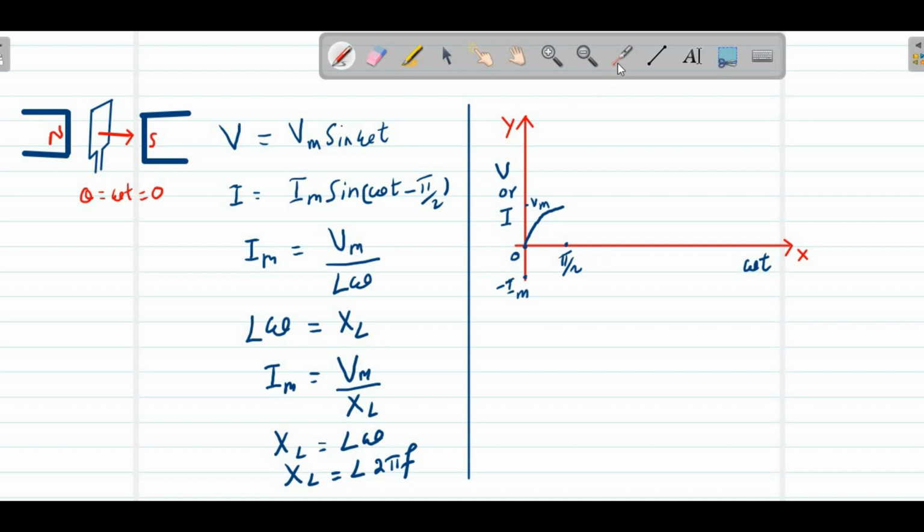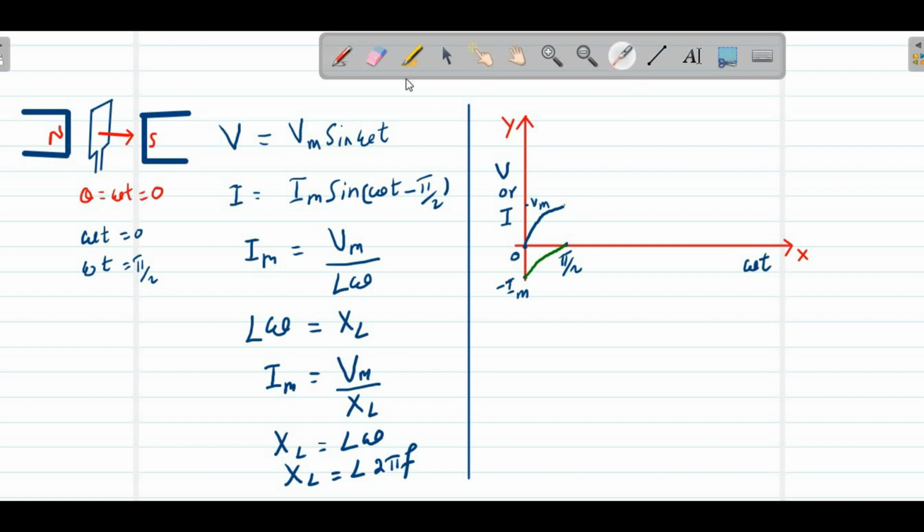And at the same time, first we applied omega t is equal to 0. Then we applied omega t is equal to pi by 2. When we apply omega t equal to pi by 2 in the equation of current, omega t minus pi by 2 is 0, sin 0 is 0. What happens here? Current will increase from negative maximum to 0. So at pi by 2 angle, current is here. Voltage is here. Always current is coming behind the voltage.